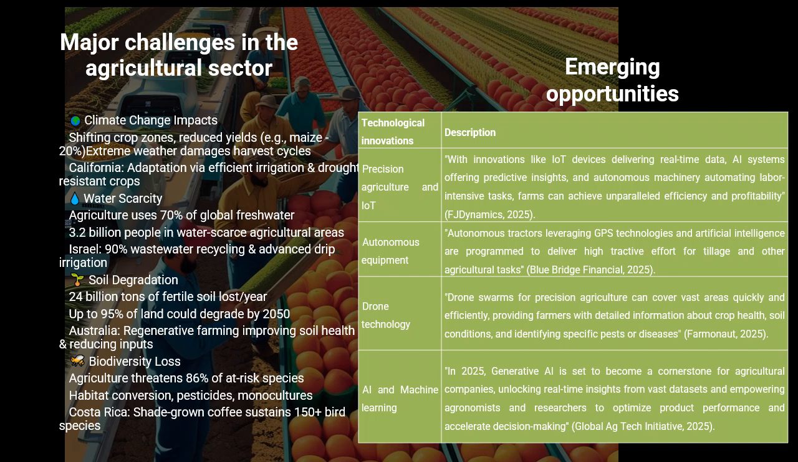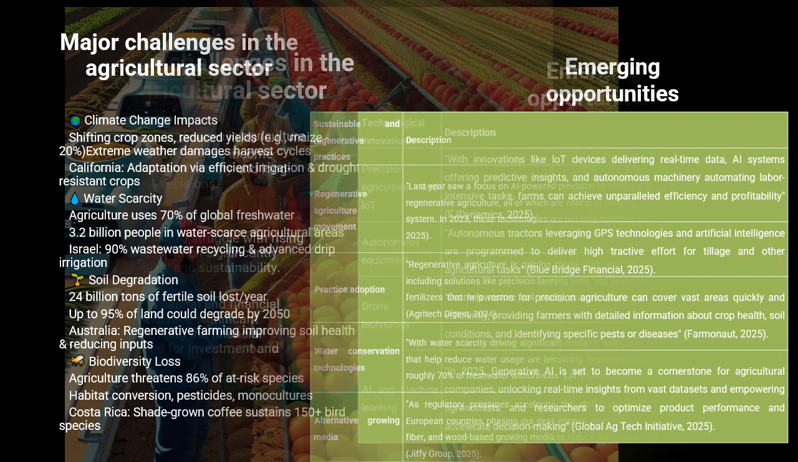Technological innovations offer solutions. Precision agriculture with IoT devices provides real-time data and AI-driven insights. Autonomous tractors with GPS and AI optimize agricultural tasks. Drone swarms enable detailed crop monitoring. Generative AI unlocks insights from vast data sets, empowering agronomists to optimize performance and accelerate decision making.